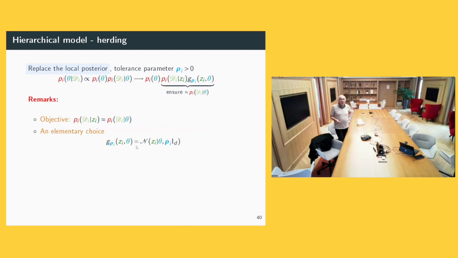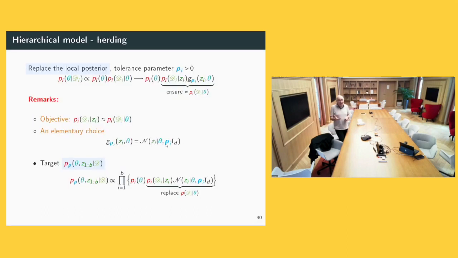Okay, so what is the elementary choice that we make for this distribution, for Zi given theta? We take the normal distribution centered at theta with some variance, rho I times identity. Of course, we can take something more complex, but typically we assume that all the local parameters Zi are parameters local to each user. And you assume that this local parameter should be close to the population parameter, and this parameter rho tunes how close you should be to the global parameter.